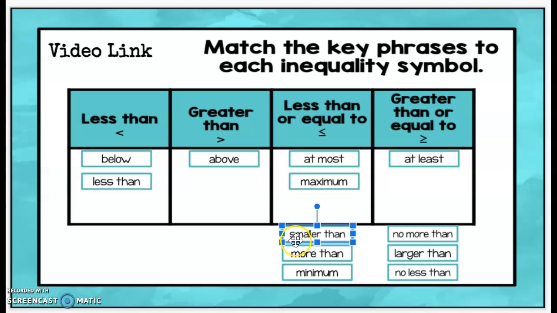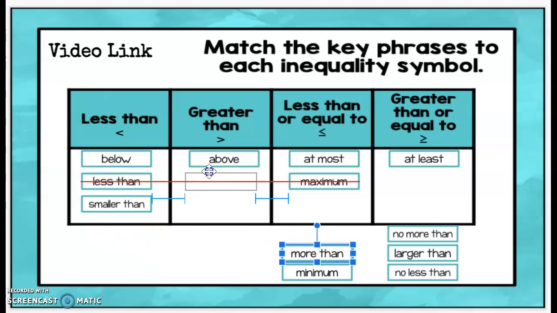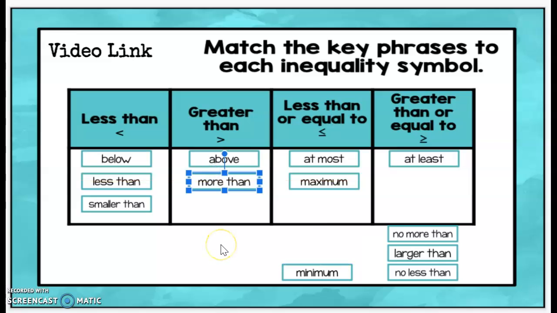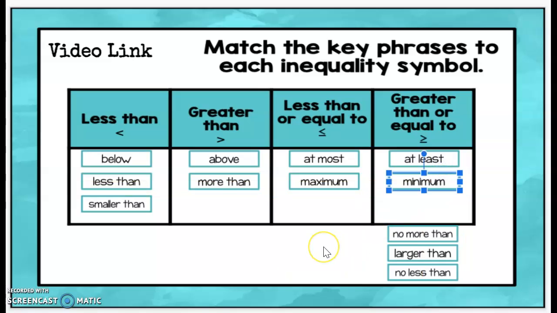Smaller than, we want to be smaller than a specific number, and we don't want to be that specific number. The opposite of smaller than is more than, so we want to put that up here. Minimum, you need to be a minimum of 16 years or older to drive. Let's go back to that. It's also the opposite of maximum, so that way those are opposites.